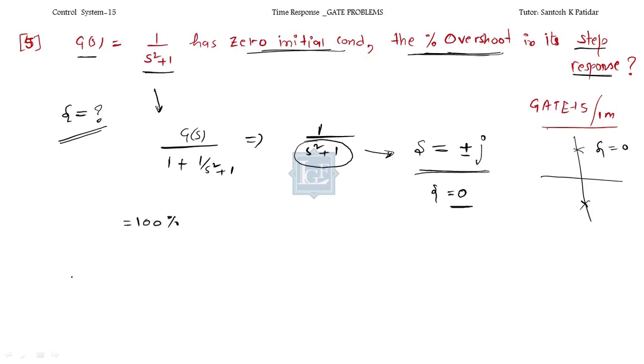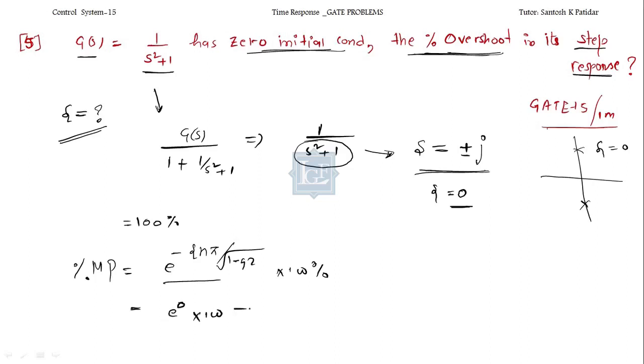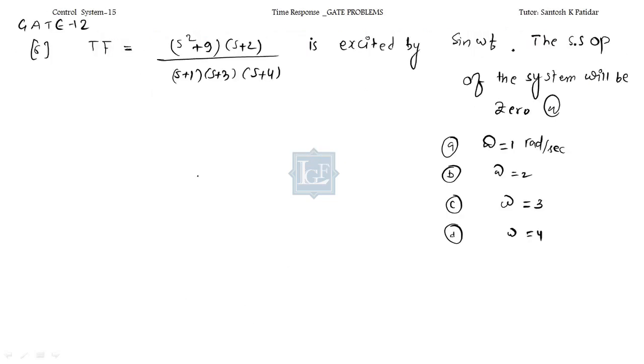If you want to put these values in the formula, the formula was e to the power minus zeta pi by under root 1 minus zeta square, into 100%. Correct? So e to the power 0 into 100, so this is 100%. So you are getting 100% oscillation. So the answer of this question is 100. They asked in percentage, so you will write only 100. I think it's clear. Let's come to this.